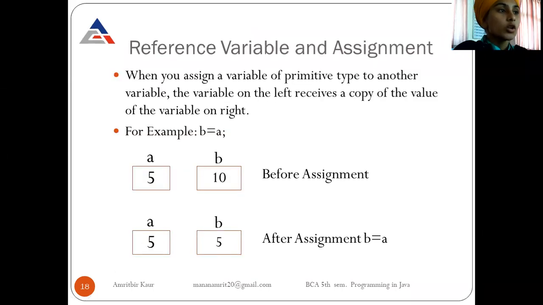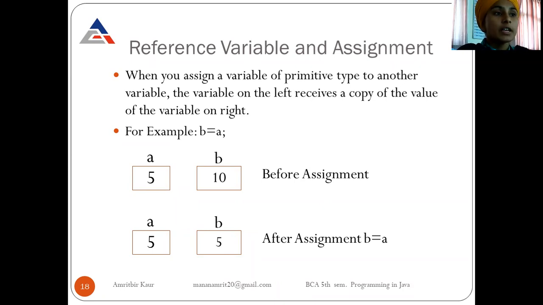So now another topic is reference variable and assignment. Basically, our object name is known as a reference variable. When we declare variables, we can assign one variable's value to another. Similarly, in objects and classes, we can also assign one reference variable's reference to another variable. So now we will see the difference between assignment in primitive type and reference type.